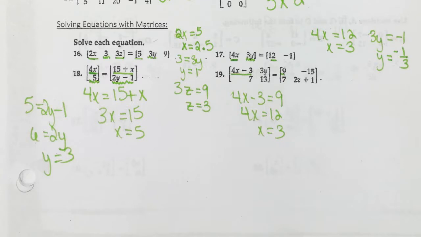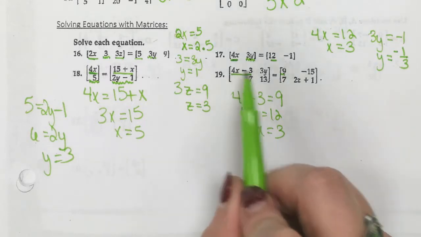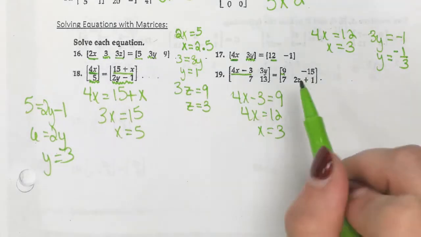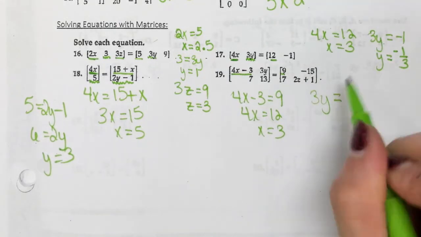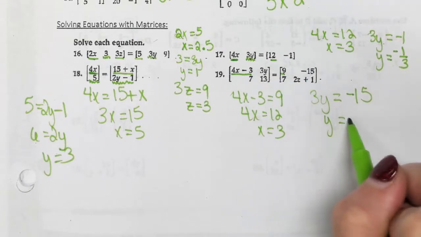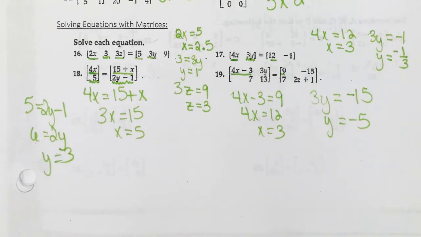So they can fly because they're in the same spot in the matrix. They're both in the top left. All right, so what about 3y? What's it equal? Negative 15, because they're both in the top right. Divide. Negative 5. There you go.